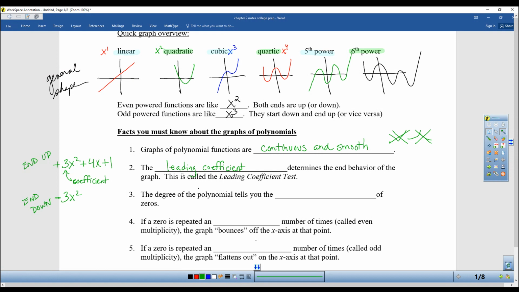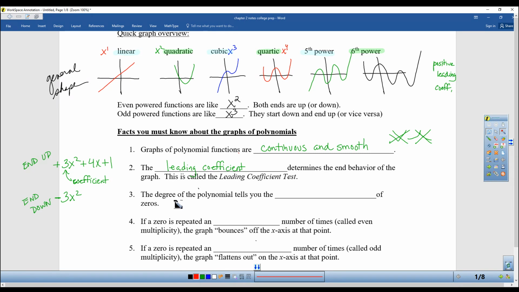So I drew all of these with a positive leading coefficient. If you were going to make the coefficient negative, then they would do the opposite. The linear would go down, the quadratic would go down, the cubic would go down. But I don't really want to clutter up the notes with that, so I'm not going to leave it there.